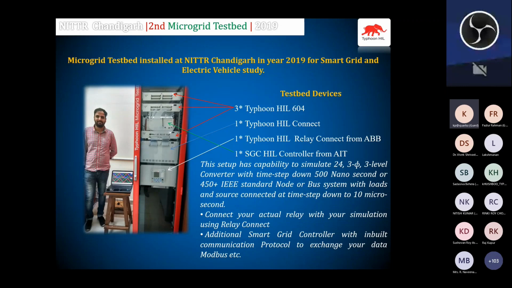Similarly, a similar microgrid testbed was installed at NITTR Chandigarh in 2019 for smart grid and electric vehicle study. The only difference between IIT Kanpur and NITTR Chandigarh is that here we used an additional smart grid controller with inbuilt communication protocol to exchange data over Modbus. That smart grid controller is from AIT, the Austrian Institute of Technology. This was again installed by the COBS Info System team.